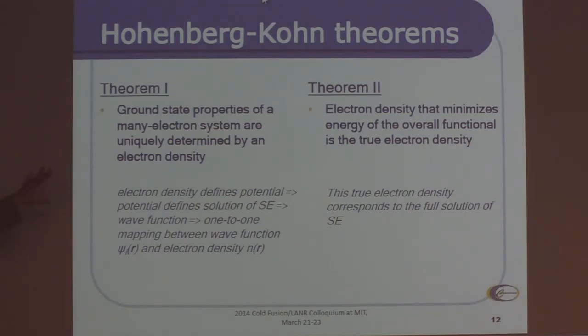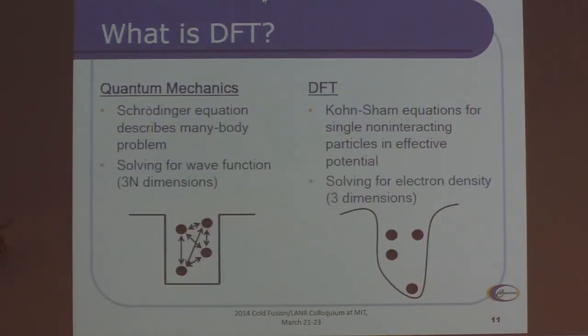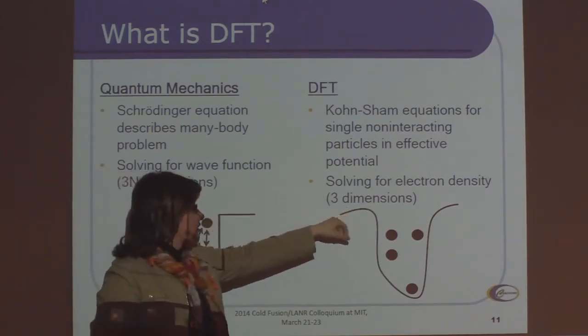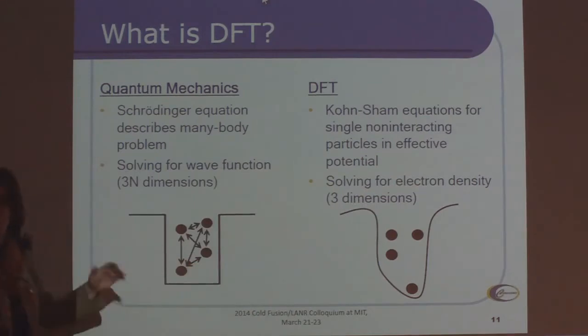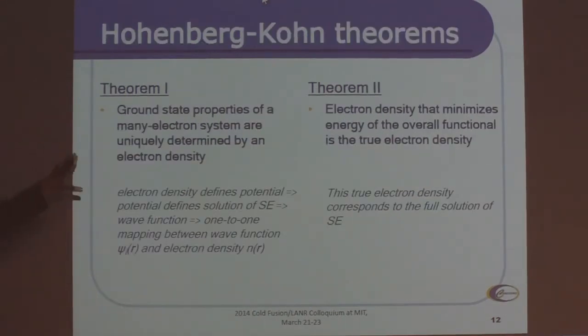So the first theorem says the ground state properties of a many electron system are uniquely determined by an electron density. And I'm sorry, I didn't mention this when I was on the previous slide. Now we solve not for the wave functions, but for the electron density. How can we do this? The ground state properties of a many electron system are uniquely determined by an electron density.